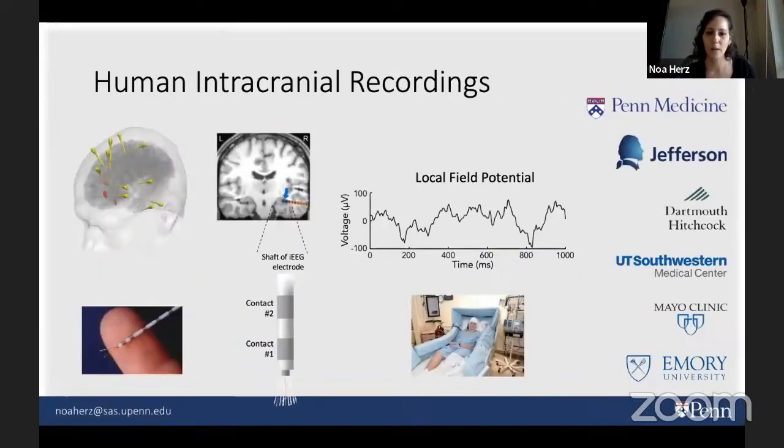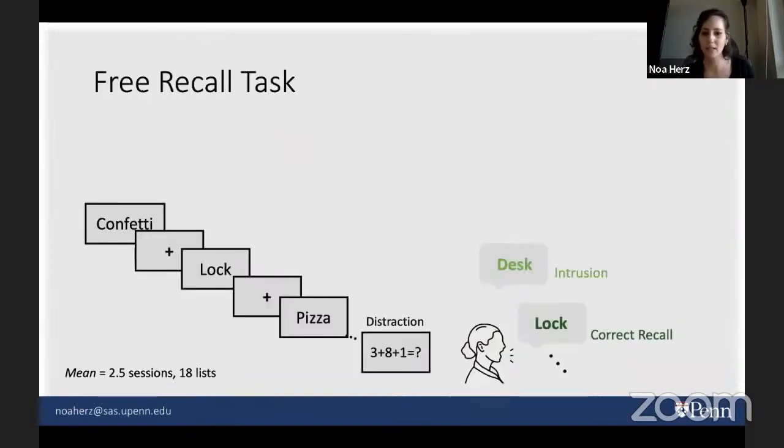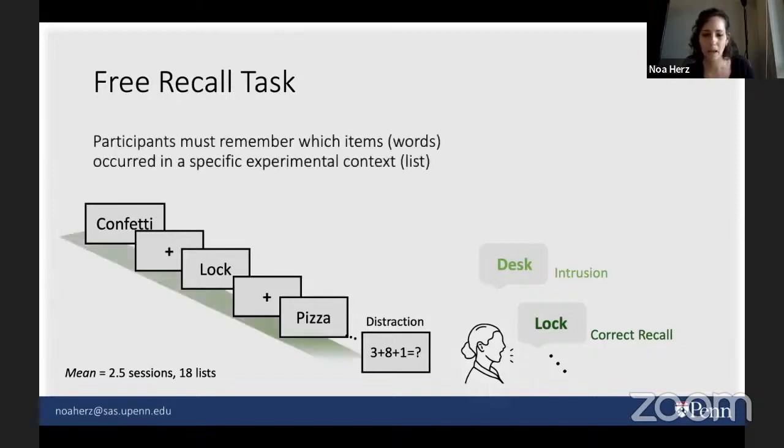The way we approached this question was using intracranial recordings collected from epilepsy patients undergoing seizure monitoring at the hospital. While patients are there with electrodes in their brains, we simply approach them and ask them to take part in our memory experiment. The basic design is a free recall task where patients are seeing a list of words and are subsequently requested to say as many words as they can remember from the preceding list.